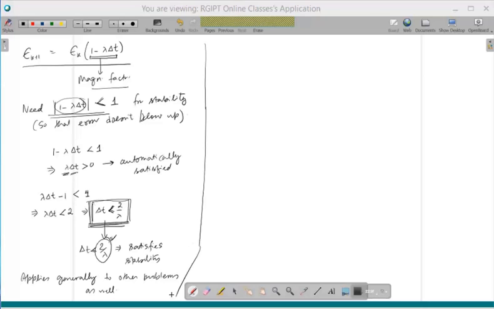Now let's look at the backward Euler method applied to the same problem.